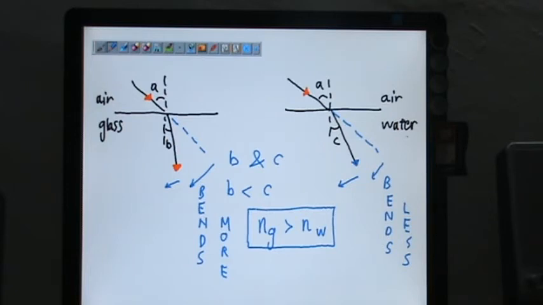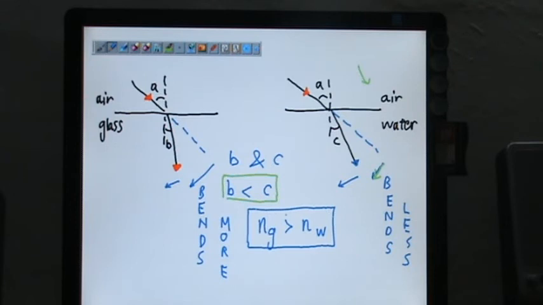Here air to water, so this is a line that could have been, and you realize that the bending is actually less. So bending less, you have this angle C tend to be bigger. So we have this situation.